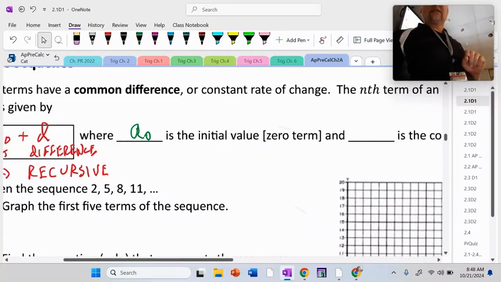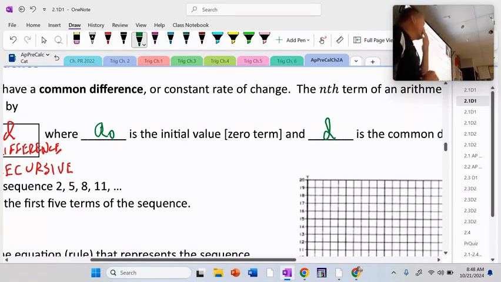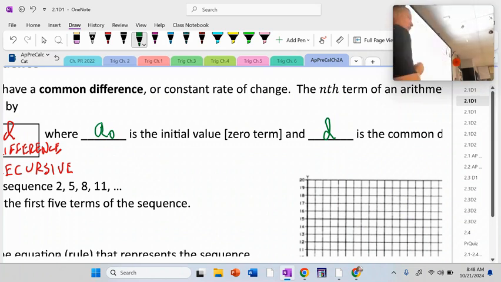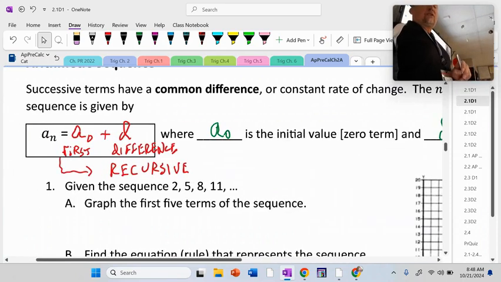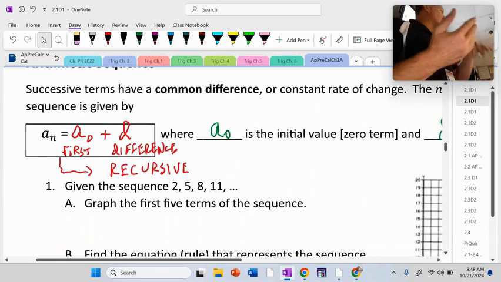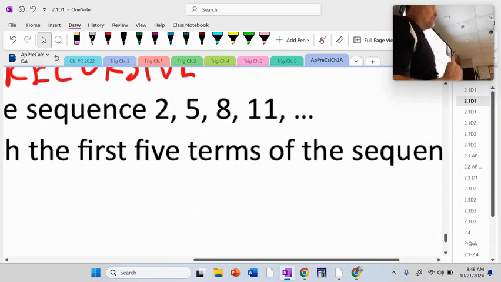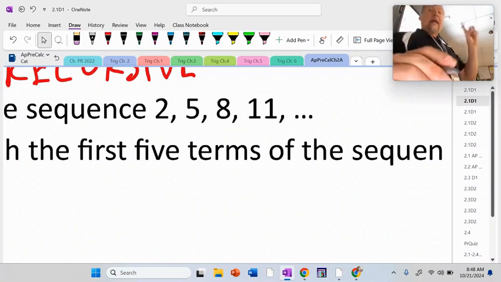A sub 0 is the initial term, and D is the common difference. So what I want to do is come up with an explicit definition with this new sequence. Okay, this is a recursive definition. This is just what happens to get from one term to the next. I just keep adding, or it could be subtracting, a common difference. First of all, what's the common difference in this sequence when I just see 2, 5, 8, 11? It's 3.